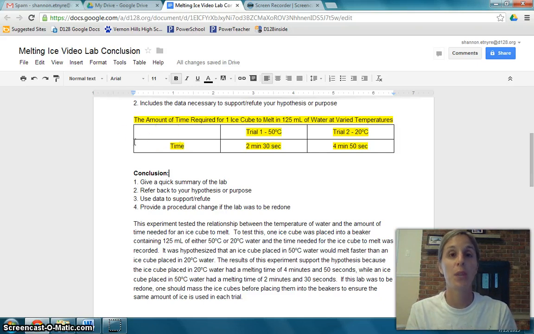Since we were looking at ice and melting time, we want to make sure our title reflects that. So a really great title for this data table would be: the amount of time required for one ice cube to melt in 125 milliliters of water at varied temperatures. Right there, I now know as the reader of this lab that time tells me how long it took for one ice cube to melt in 125 milliliters of water at that specific temperature.